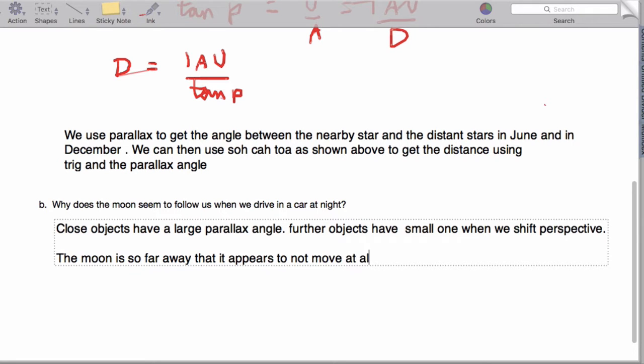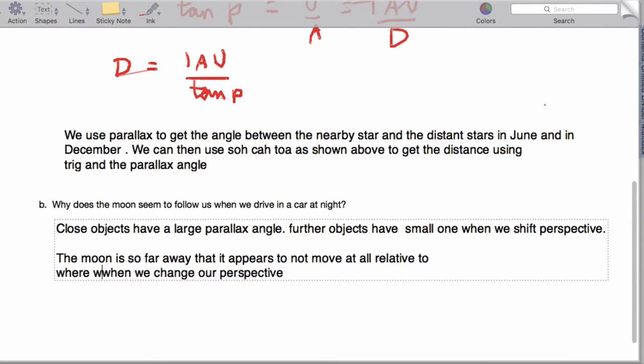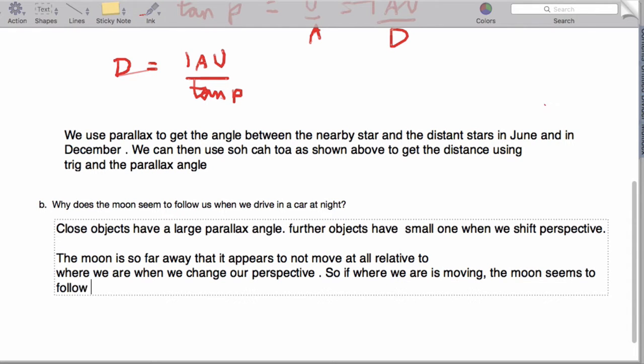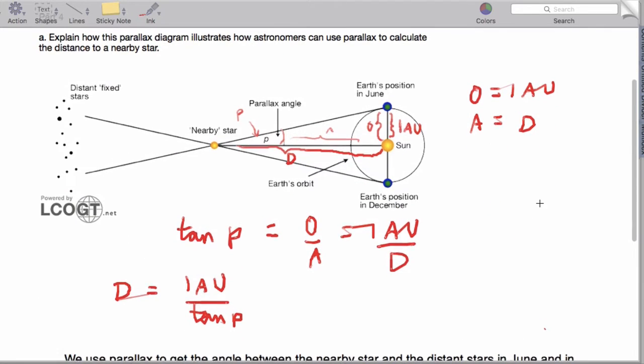to not move at all when we change our perspective. Not move at all relative to where we are when we change our perspective. So if where we are is moving, the moon seems to follow us as we move. In other words, it doesn't undergo a large parallax-related angle shift. All right, so that is it for part 4.